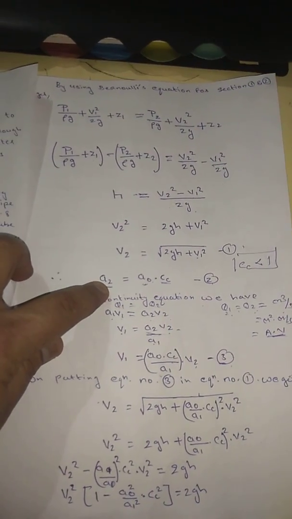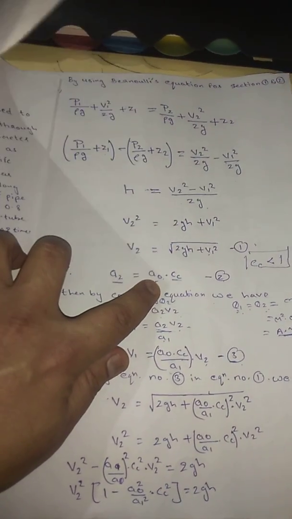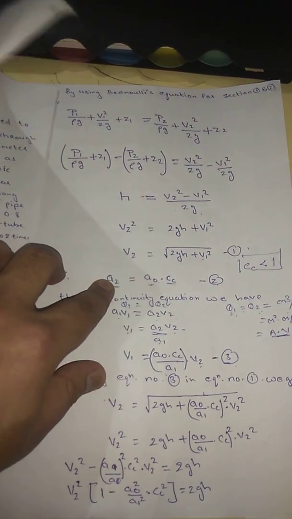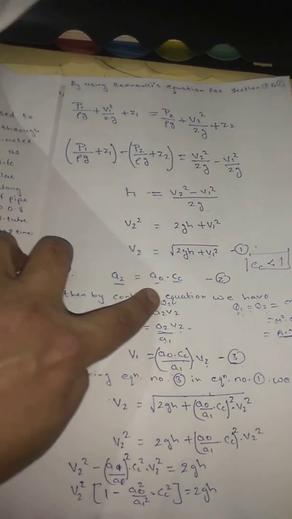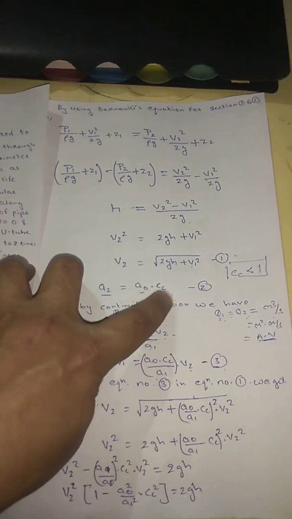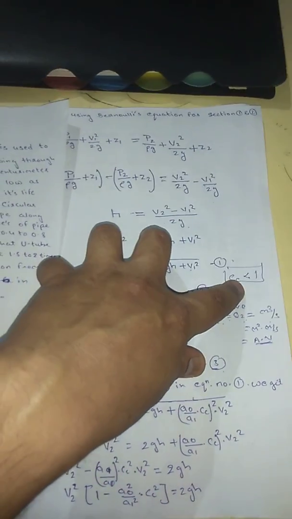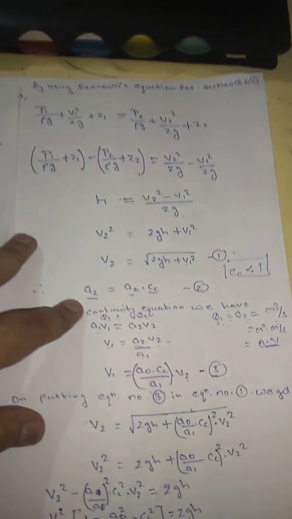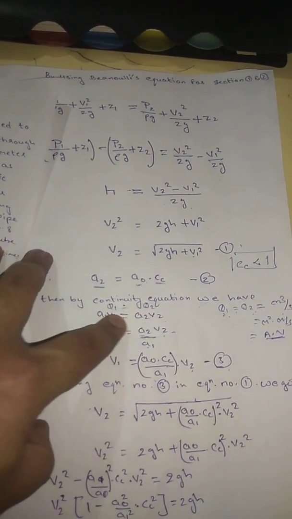So A2 is the area of the vena contracta and AO is the area of the orifice. The area of the orifice is larger compared to the area of the vena contracta. So how can we get the area of the vena contracta? We multiply by the coefficient of contraction, denoted by Cc, and Cc is always less than 1, so the value is in fractions. Okay, then by the continuity equation, we have Q1 equals Q2.